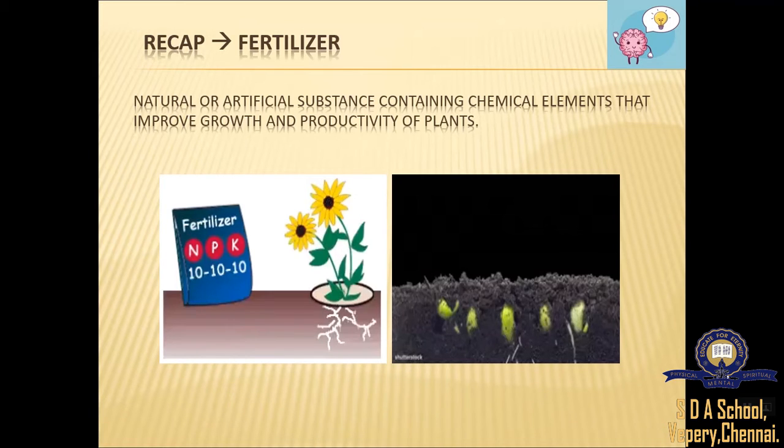In last class, we studied about fertilizer. Fertilizer means a natural or artificial substance containing chemical elements that improves the productivity of the plant as well as its growth. It gives good nutrition to the plants for growth. The three elements present in the fertilizer are nitrogen, potassium and phosphorus. These are the three main elements which are present in the fertilizer.